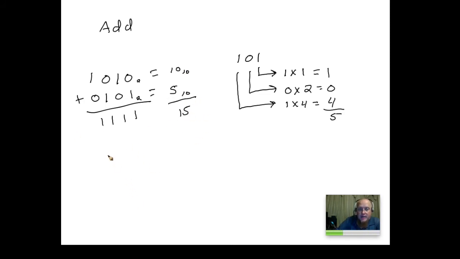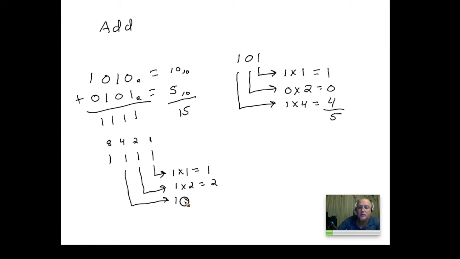So if we want to check our answer, we're going to have to take 1, 1, 1, 1. Remember, this is the 1's column, this is the 2's column, this is the 4's column, this is the 8 column. And again, we're going to take 1 times 1, and then we're going to take 1 times 2. We're also going to take 1 times 4. And then we're going to take 1 times 8. And then if we add all these up, we will get 15.